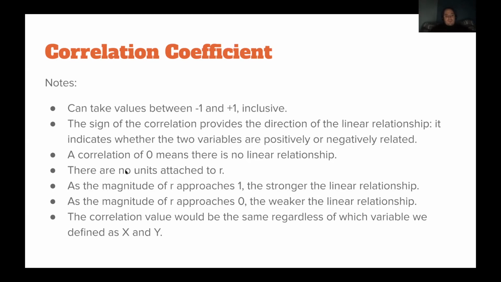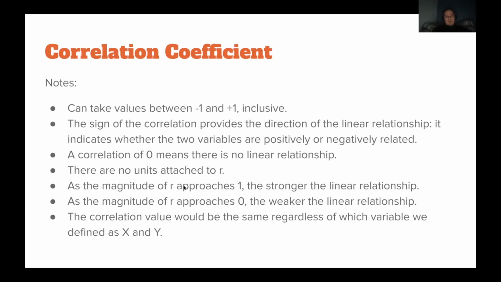There are no units attached to R, so you don't say the correlation is 1.5 and then something like meters or kilos. There is no unit. It's just a number. It's 0.5. That's very simple.